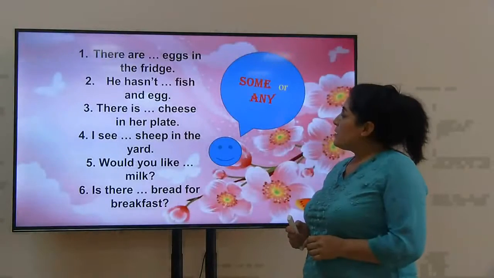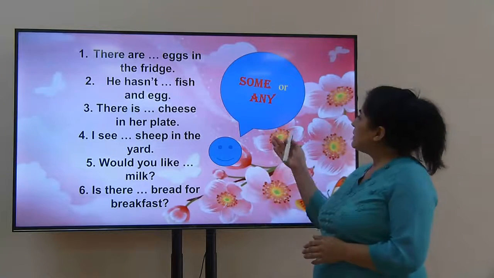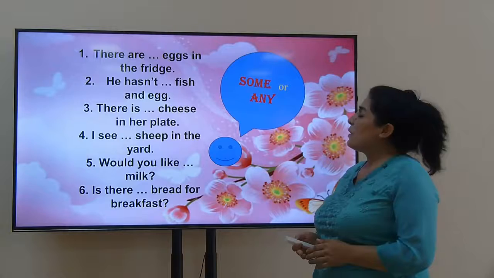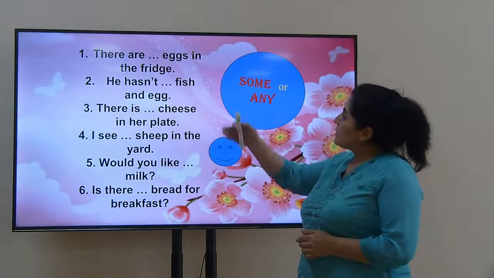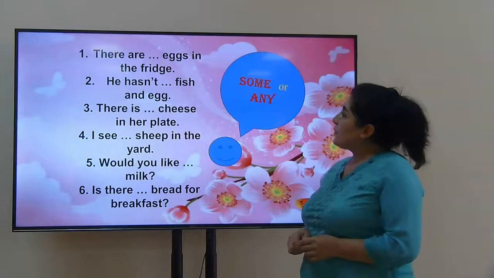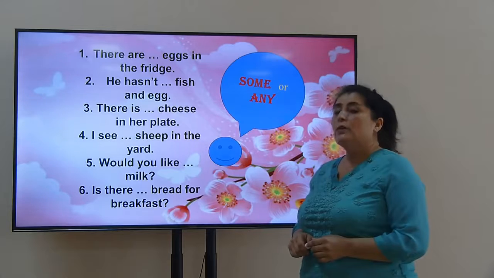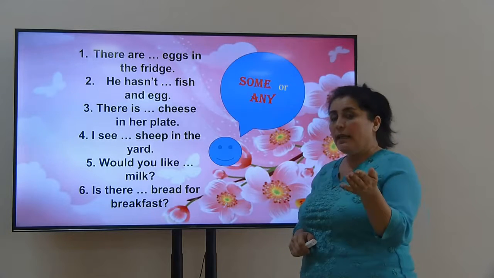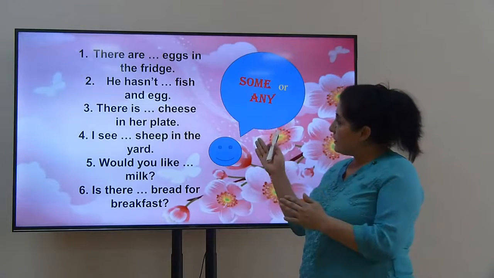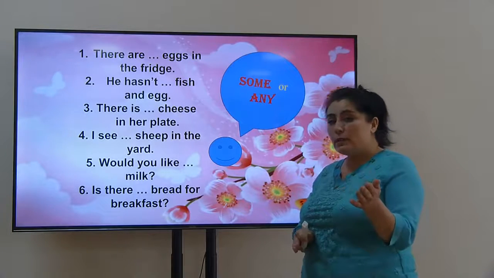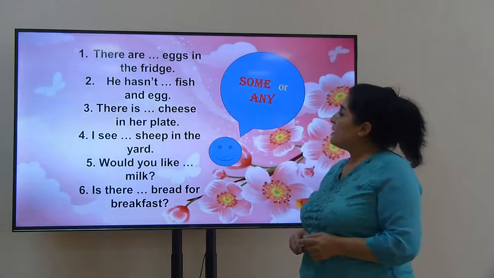Now pay attention to these sentences. You should fill in these sentences with some or any. Let's do it together. First sentence: there are eggs in the fridge. This sentence is positive and we use what? Some or any? Yes, you are right, some. Negative: there is not in the sentence. That's why we use, yes, you're right, any. He hasn't any fish and eggs.